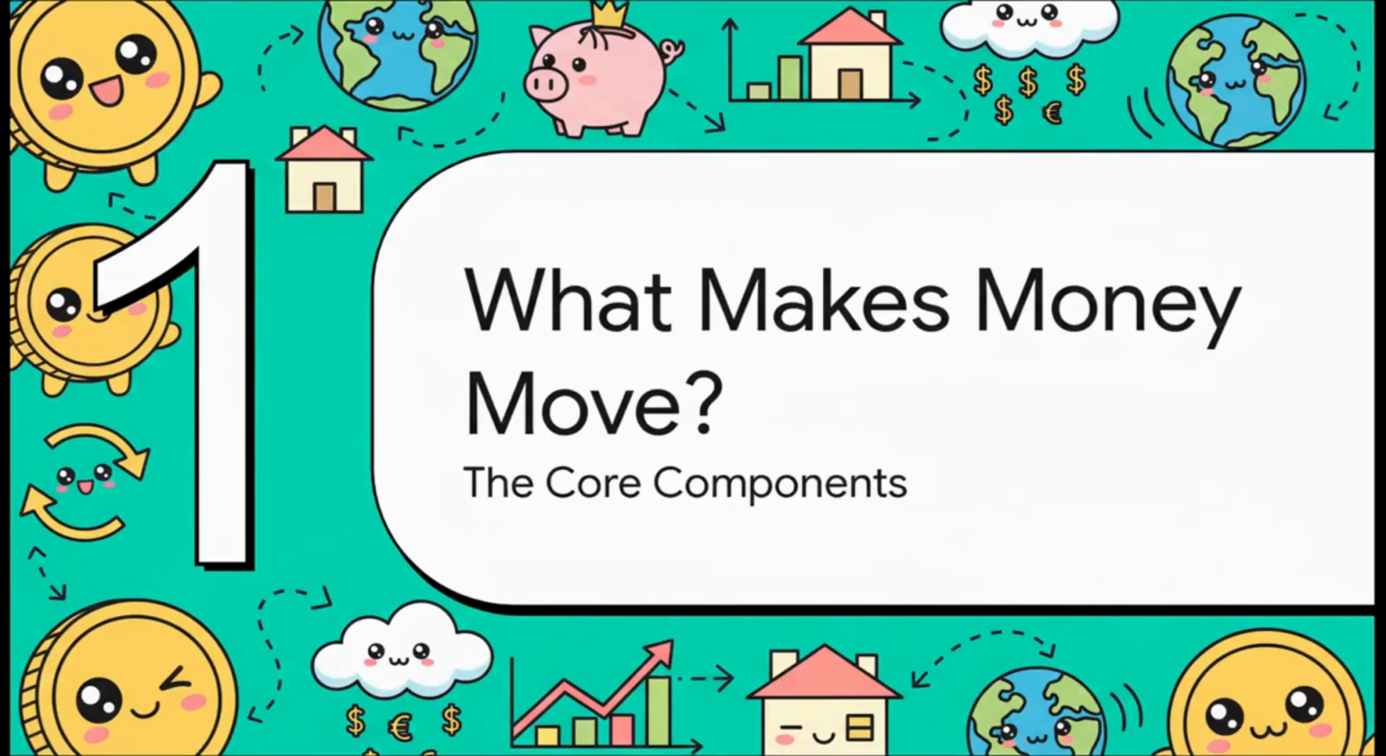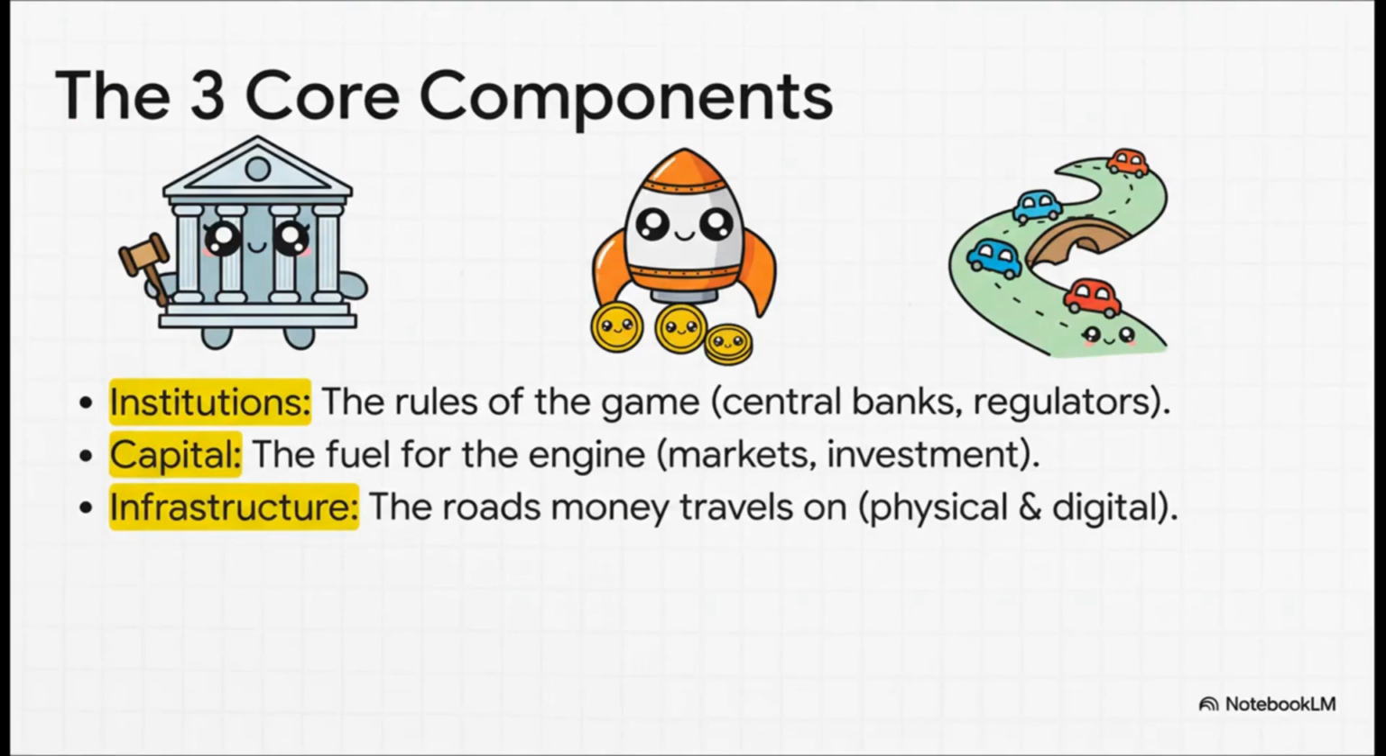All right, first things first. Before we can compare countries, we have to understand the fundamental mechanics. What is it that actually makes money move? You know, it really boils down to 3 key things. First, you've got institutions. These are the rule setters, right? The central banks, the regulators. Then you have capital. That's the fuel for the whole economic engine. The investments, the markets, and finally, infrastructure. These are the actual roads, both physical and digital, that money travels on. Every country has its own unique recipe for mixing these ingredients.